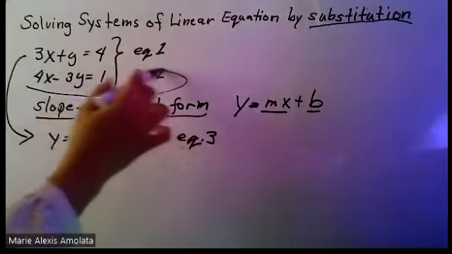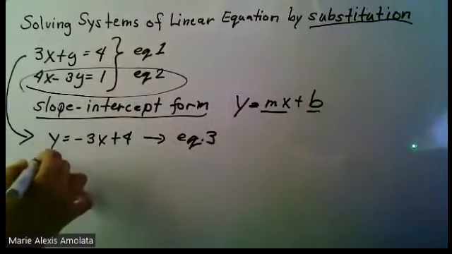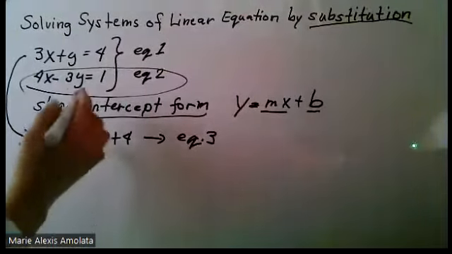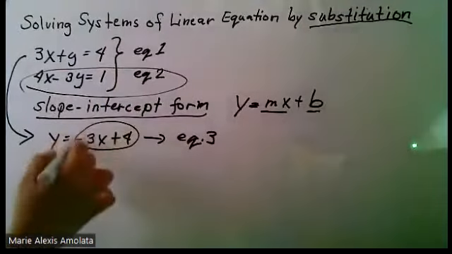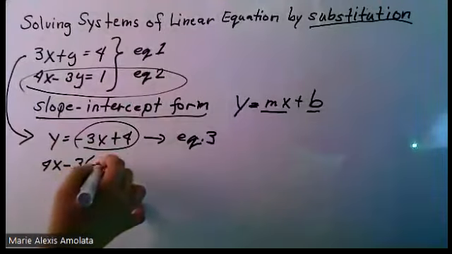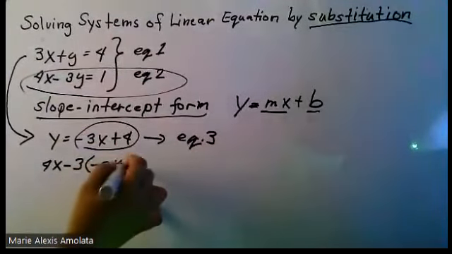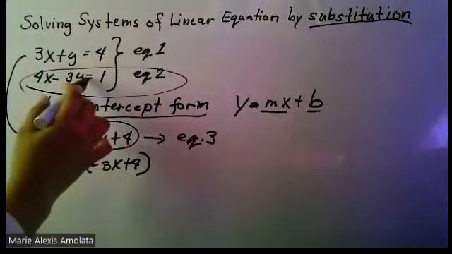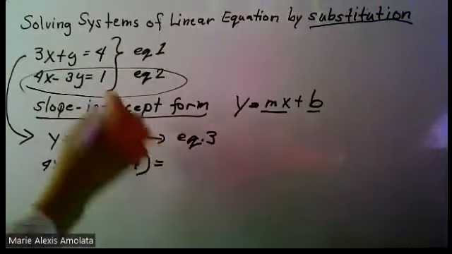So, equation 2 na naman ang gagamitin natin. So, for equation 2, that is 4x minus 3, then yung value ng y is this one. Okay? So, let's open parentheses, negative 3x plus 4, close parentheses. And then, next is equal to 1.